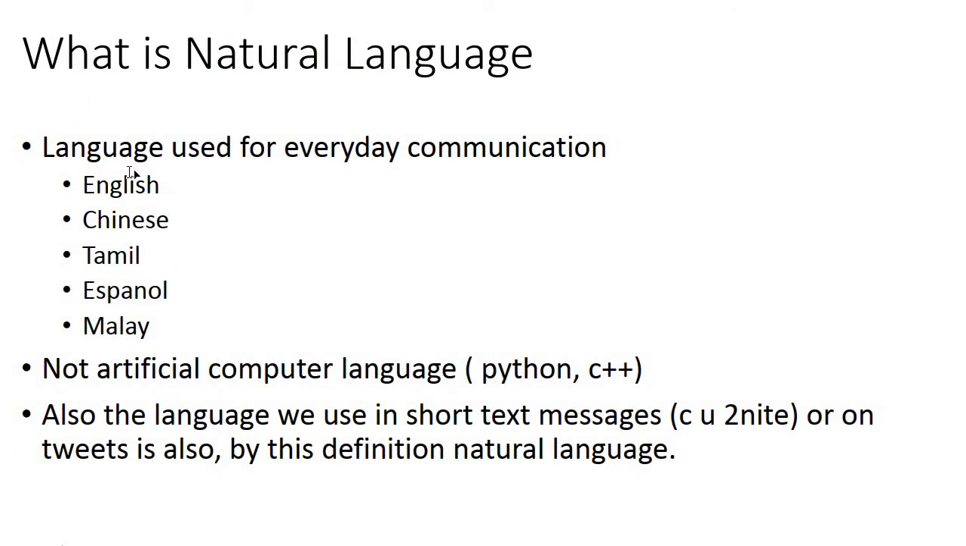So language, we know what is language. Language is English, Chinese, we do speak Malay, or you do speak Terengganu, Kelantanese, and so on. However, the objective of NLP is to make a computer understand what we are saying. So we know that natural language is not artificial computer language. Natural language is not Python, it's not C++. Those are computer language.